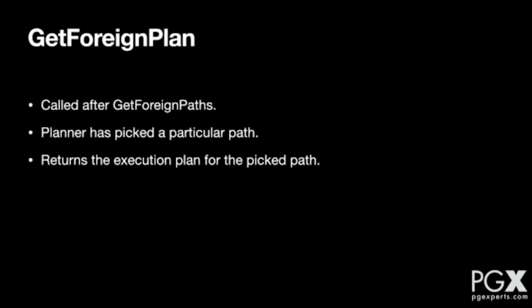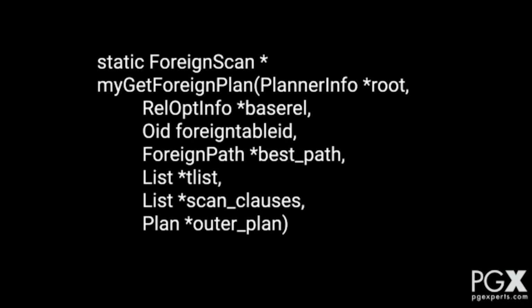Okay, so foreign paths have been called. You said, here are the paths I like. Here are the paths I could do, usually just one. And the planner then turns around and says, great, I like this path. Please generate a plan from it. It has a lot more stuff associated with it. The good news is a lot more stuff you can generally ignore.